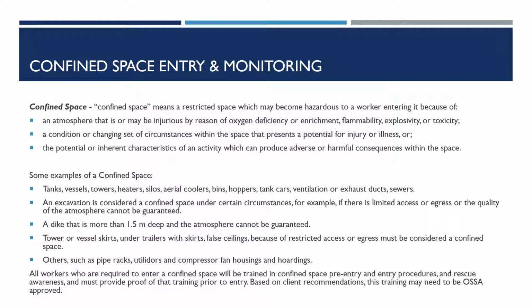Some examples of a confined space: tanks, vessels, towers, heaters, silos, aerial coolers, bins, hoppers, tank cars, ventilation or exhaust ducts, and sewers. An excavation is considered to be a confined space under certain circumstances. For example, if there is limited access or egress, or the quality of the atmosphere cannot be guaranteed. A dike that is more than 1.5 meters deep and the atmosphere cannot be guaranteed. Tower or vessel skirts, under trailers with skirts, false ceilings because of restricted access or egress, must be considered a confined space. Others, such as pipe racks, utilidors, and compressor fan housings and hoardings.